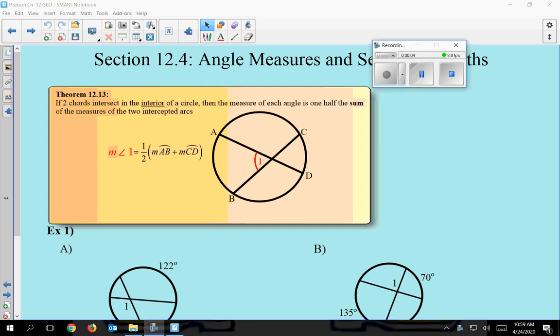Okay, everybody, this is chapter 12, section 4. We're looking at angle measures and we're looking at chords inside of a circle. And then we're also looking for secants. Secants are a kind of line that are outside of a circle. So this is a really dense section. There's just a ton of stuff in here, lots of different things.